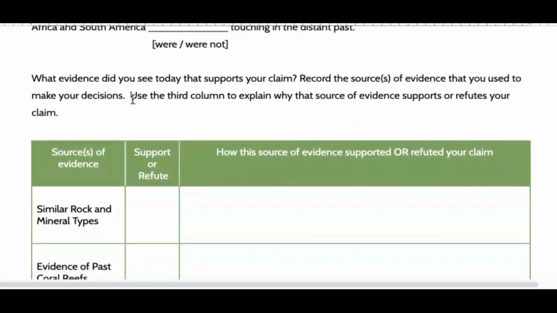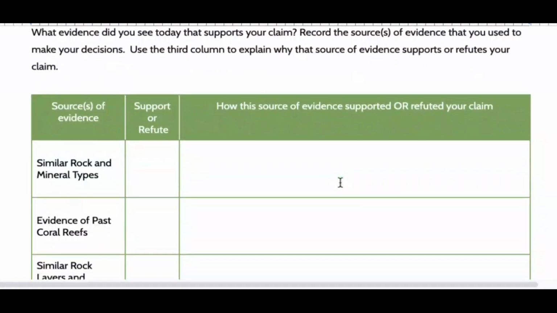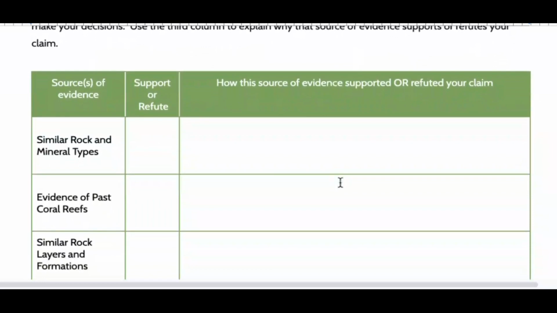Next thing it says is, what evidence did you see today that supports your claim? We're going to be looking at that next. Record the sources of evidence that you use to make your decisions. In the third column, use that to explain why that source of evidence supported or refuted your claim that they were or were not. Okay? And we're going to assume that they are, and base everything on that. And then you can say if you wanted to support the idea or not.